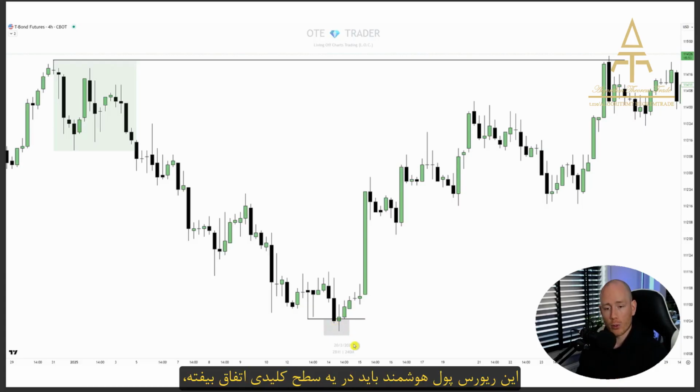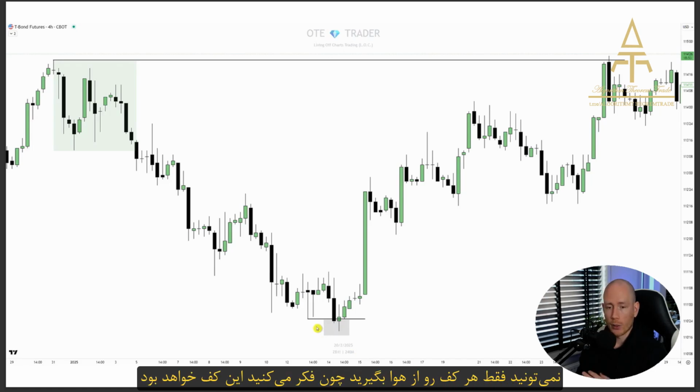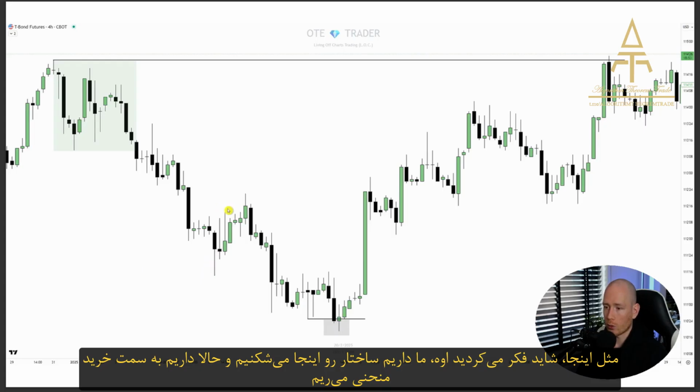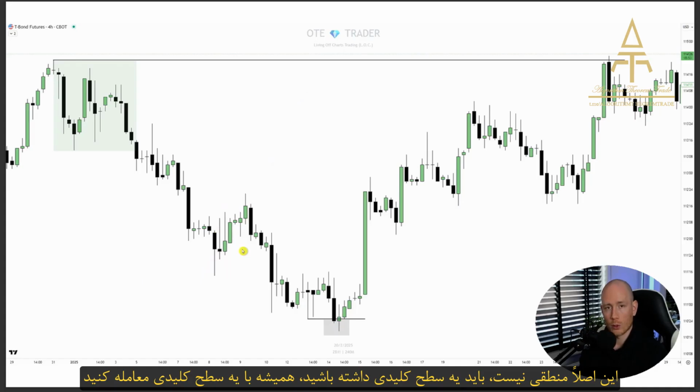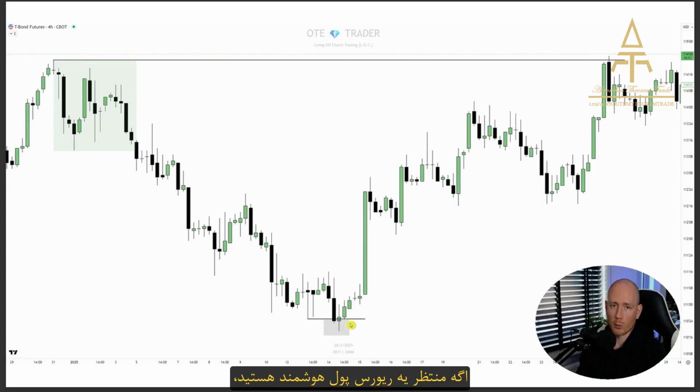This smart money reversal has to happen in a key level. You can't just take any low out of thin air because you think this will be the bottom. Just like here, you might have thought, oh, we're breaking structure over here, and now we're going into buy side of the curve. That makes no sense. You need to have a key level. Always trade with a key level if you're anticipating a smart money reversal.